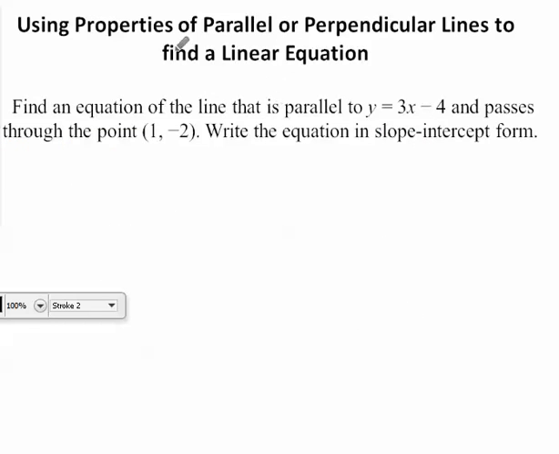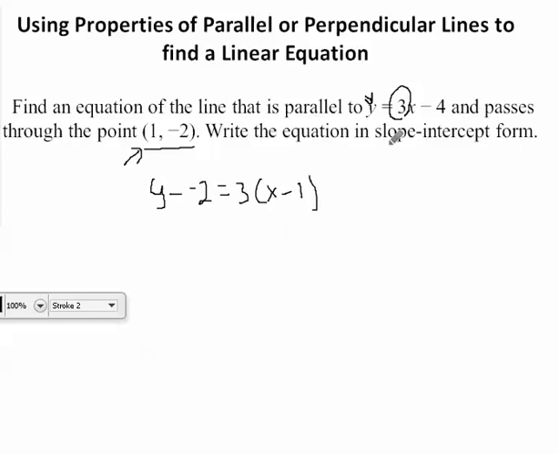Using the properties of parallel or perpendicular lines to find a linear equation. It says find an equation of the line parallel to this one and passes through that point right there. Well, they gave me the slope, and they gave me a point. I'm going to use the point-slope formula to begin with. I'm going to say y minus a negative 2 is equal to 3 times x minus 1.